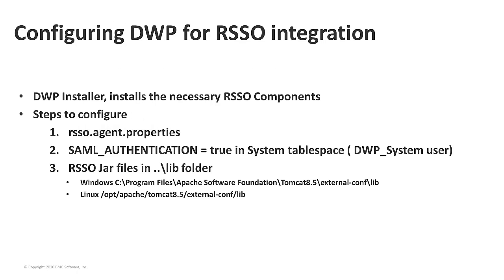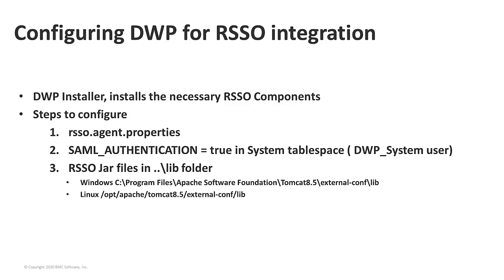Let us quickly look at configuring Digital Workplace for RSSO integrations. Just make a note that RSSO agent libraries ship by default with the Digital Workplace installation. You do not need to run a separate RSSO agent installation in order to configure RSSO for Digital Workplace. RSSO agent configuration must be done on each individual DWP node. You can simply copy the files rsso-agent.properties and rsso-sso-sdk.properties from the first node, once it is configured, to all other DWP secondary nodes.